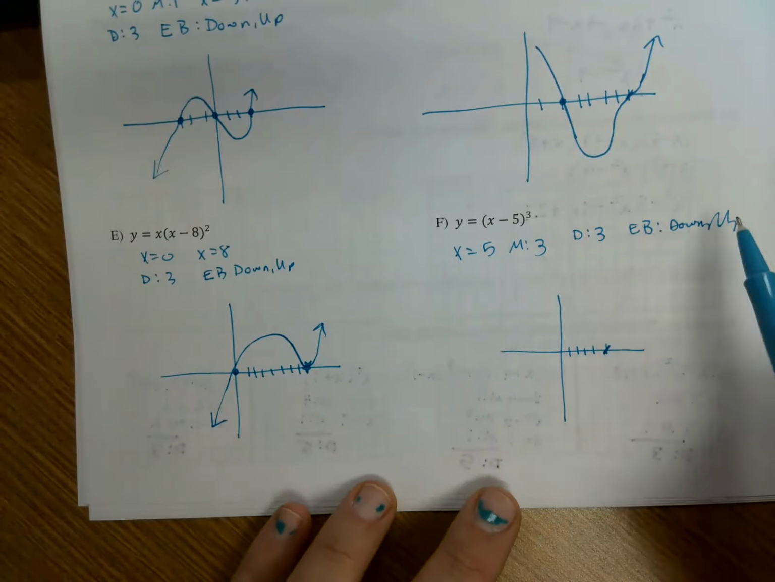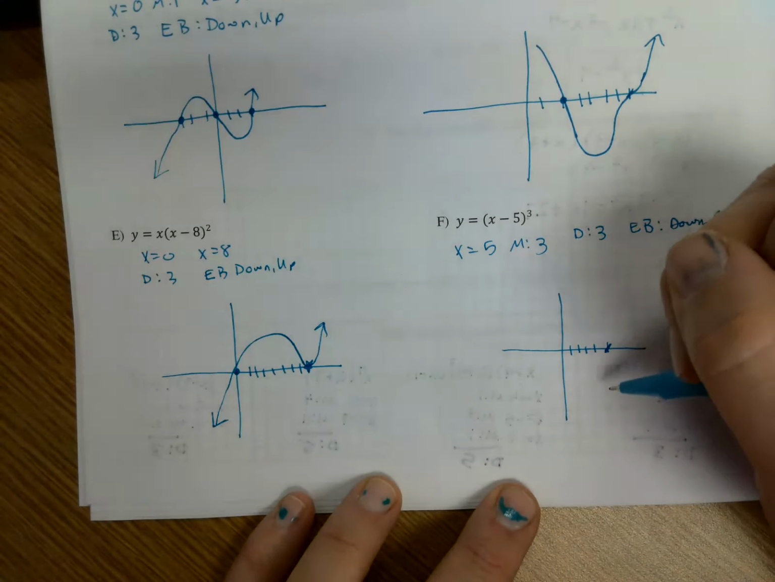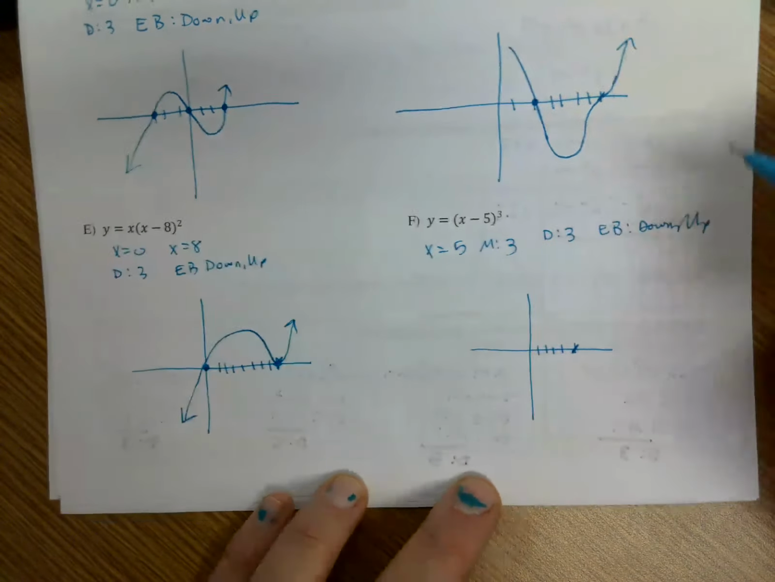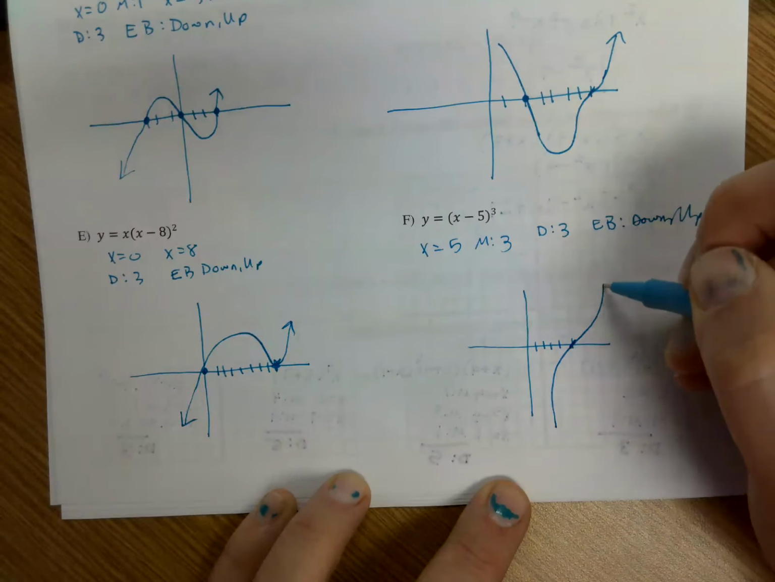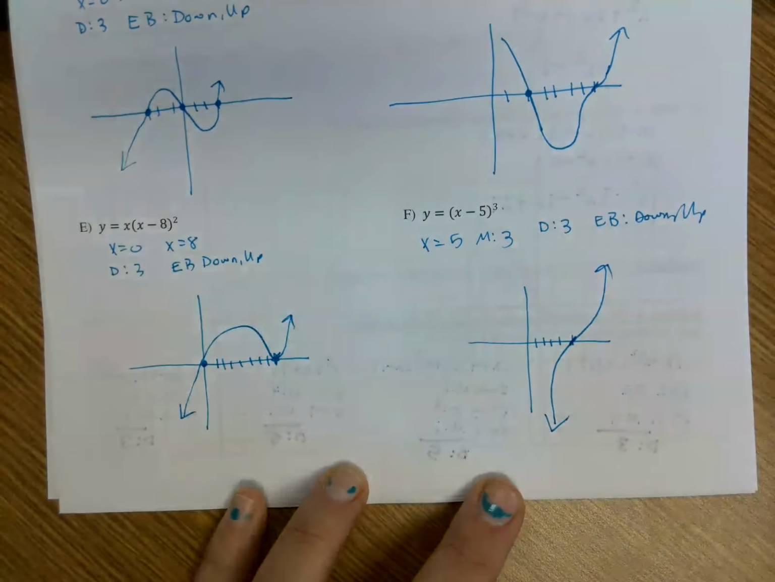Here, my end behavior is down, up, but this happens 3 times. So again, it's not going to be a straight line. If you draw a straight line through this, that would be incorrect. A cubic has a little curve right at that spot. So it looks something like that.